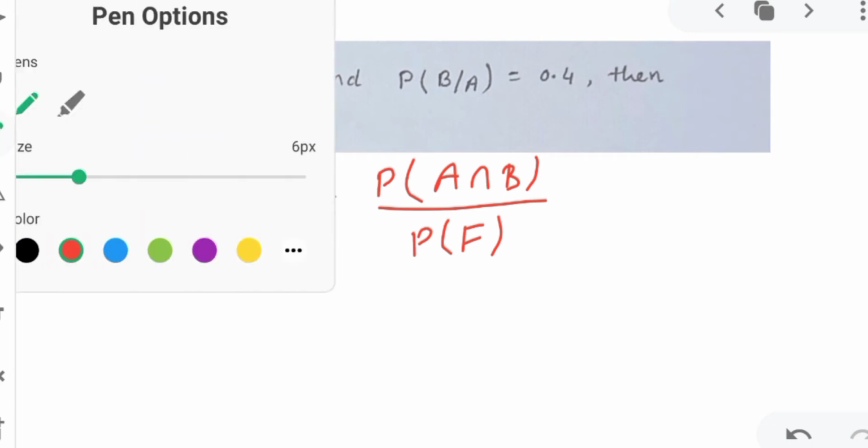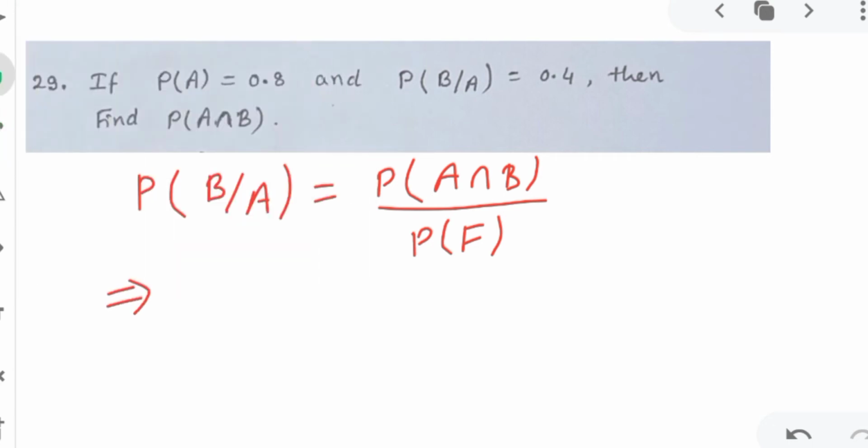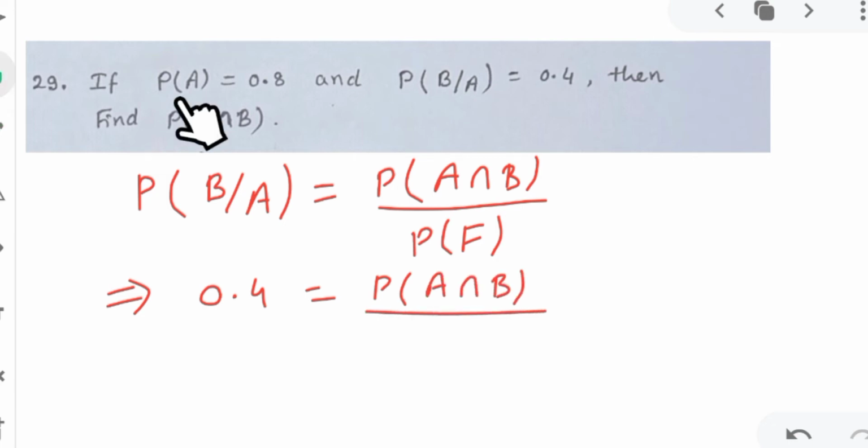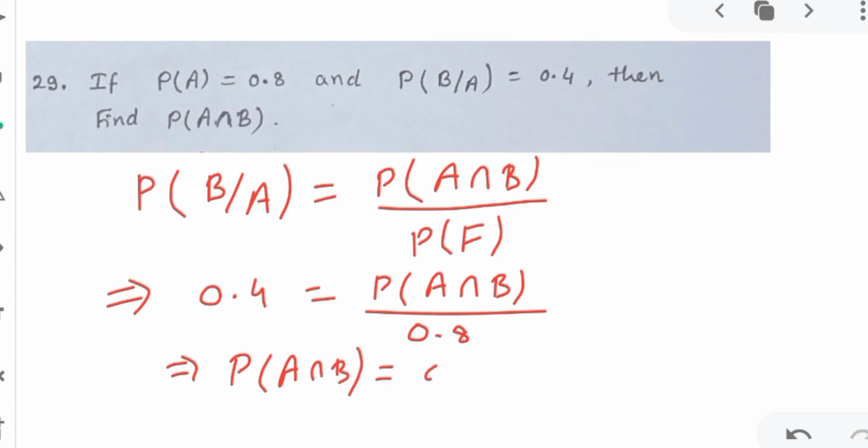Now you can do it directly like this also. Probability of B/A is given as 0.4, so 0.4 is equal to probability of A intersection B, which we have to find, divided by probability of A, which is given as 0.8. Just do the cross multiplication, then you will get the probability of A intersection B. Correct? So probability of A intersection B will be 0.4 into 0.8. When you multiply you will get 0.32. That will be your answer. So probability of A intersection B is 0.32.